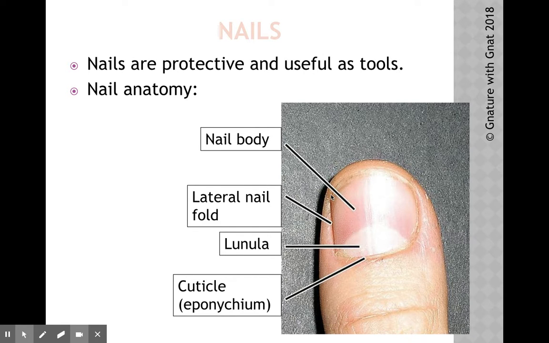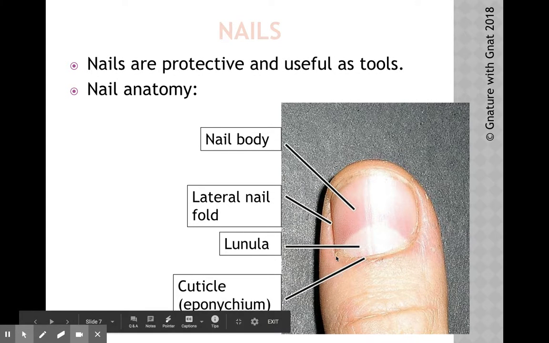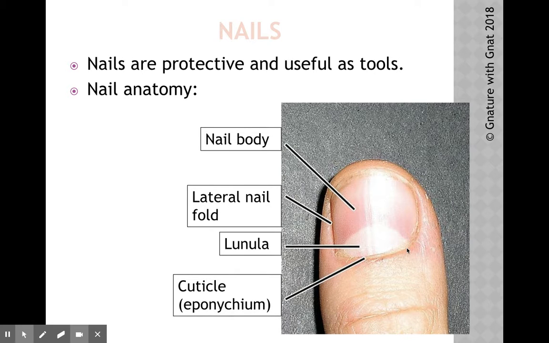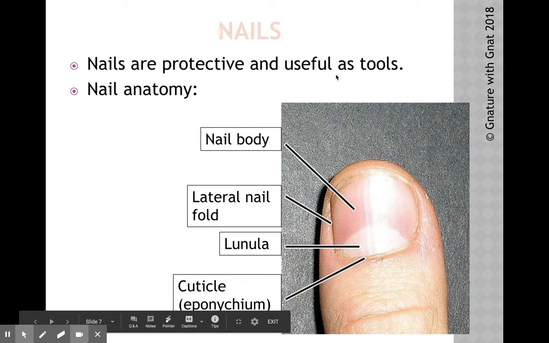The sides of your nails are called the lateral nail fold. So this is where it looks like the nail is actually going into the skin on the side. And where the nail comes out on the bottom is called the cuticle. Another more scientific name for that is the eponychium. I do not need you to know that name. As long as you know that this is called the cuticle, you are good to go.